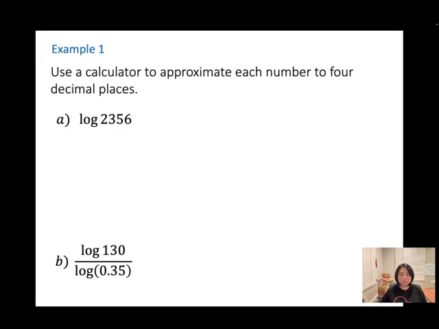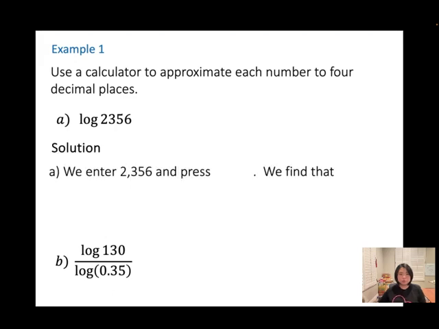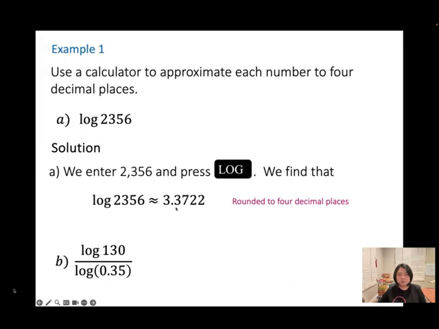Now, I want you guys to try to use your calculator to approximate each number to 4 decimal places. You enter the number and press log, or you press log and enter the number. You should find 3.3722.